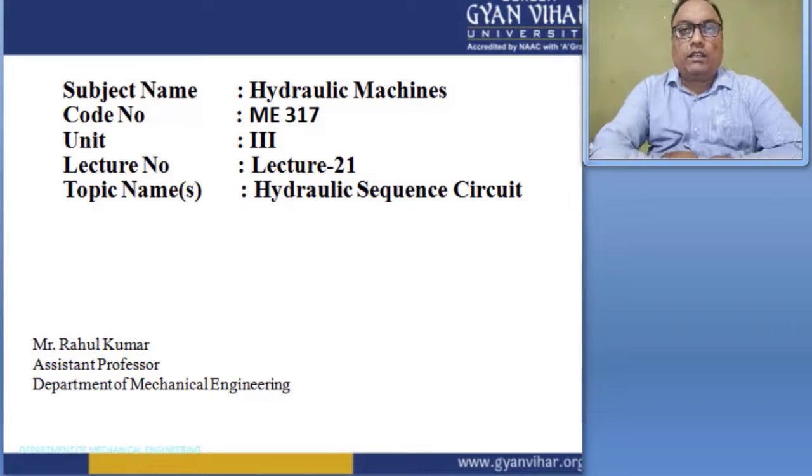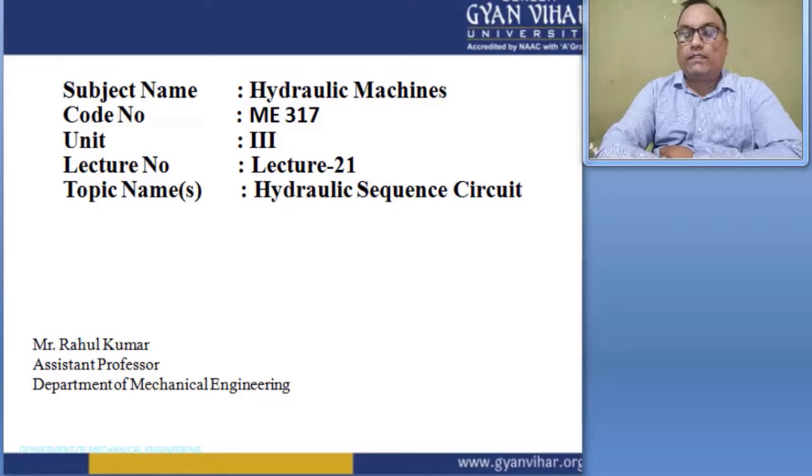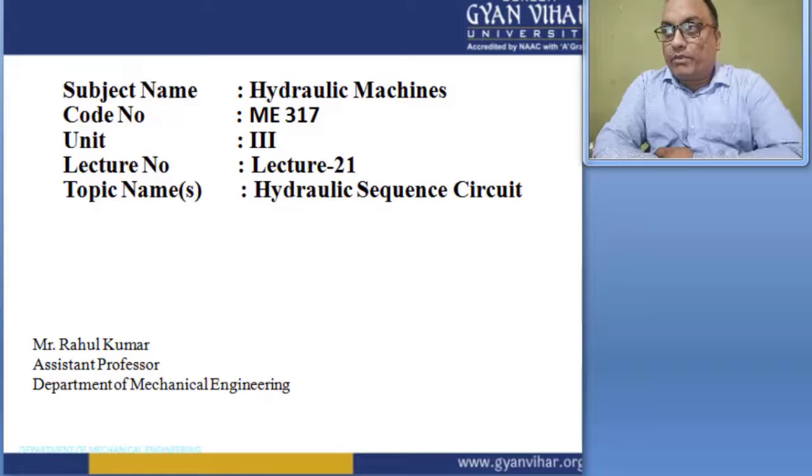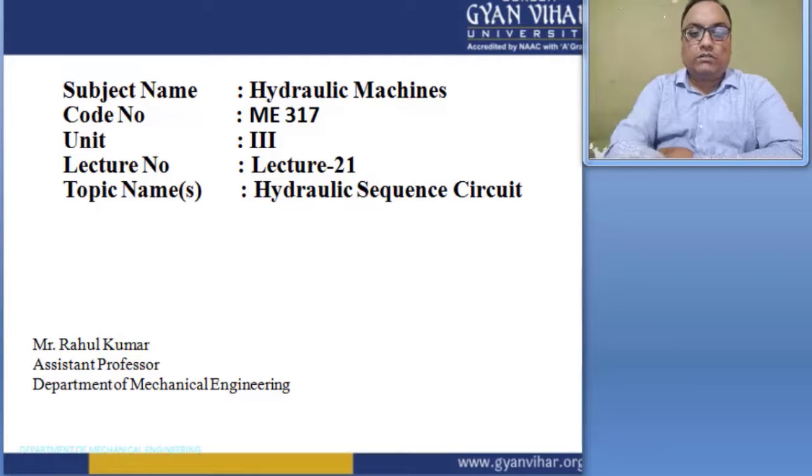Hello everyone, and this is your hydraulic mechanics series class. The course code of the subject is ME317, unit number 3, and lecture number 21 is running. Today I will discuss the hydraulic sequence circuit, and this is a very important topic regarding the analysis of both actuators connected in sequence.